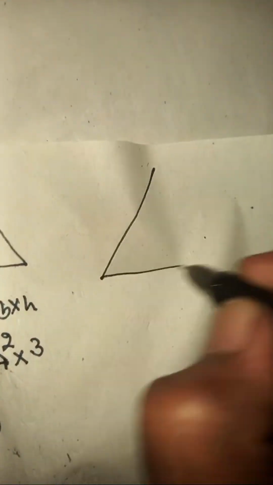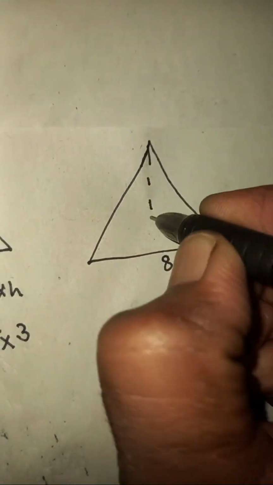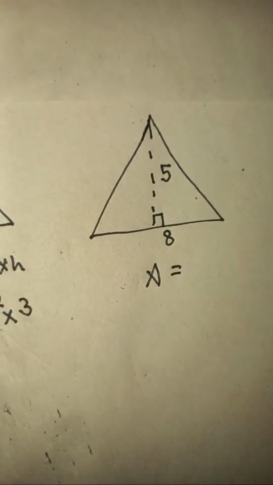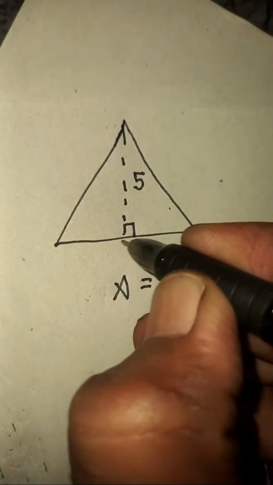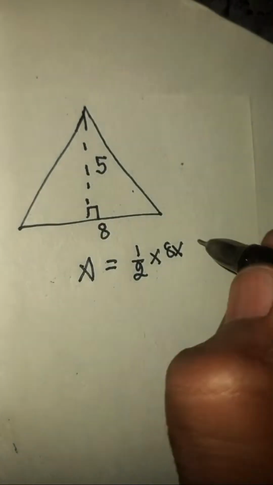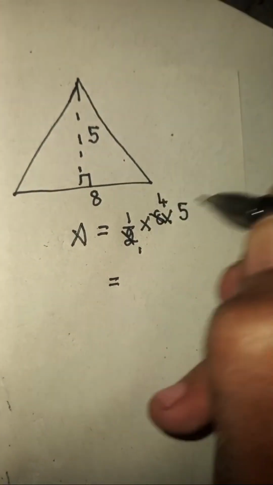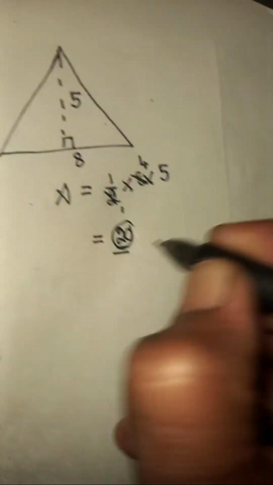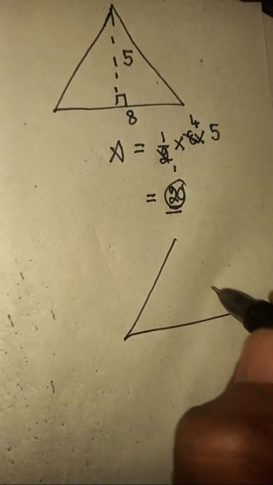Let's take one more triangle. Here they have given base length as 8 units and perpendicular height as 5 units. Here area equals half times base length of 8 units times perpendicular height of 5 units. Now we can divide 2 1 times 2, 4 times is 8, 4 times 5 is 20 square units. Again take one more triangle.